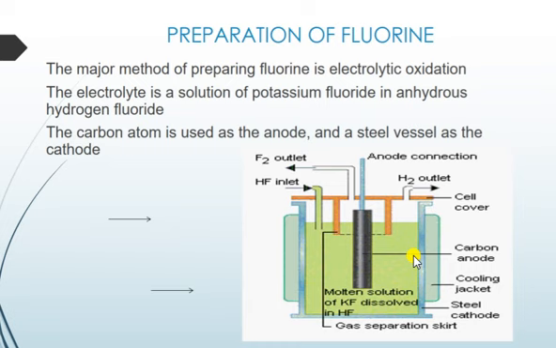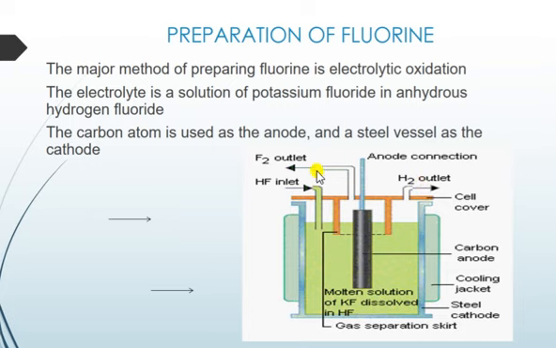This is the schematic representation of the preparation of fluorine. Here we have the molten solution of potassium fluoride dissolved in hydrogen fluoride. This is the anode connection, which we said is carbon. We have the cathode, which is a steel vessel. Here we have the hydrogen fluoride inlet, in which the hydrogen fluoride is passed into the electrolytic cell. Here we have the hydrogen gas outlet, in which the hydrogen gas is being collected.